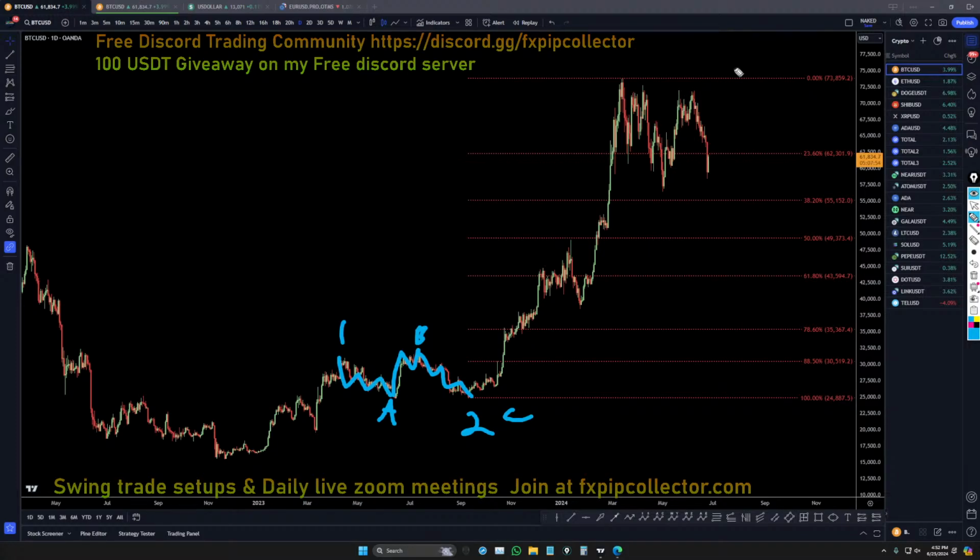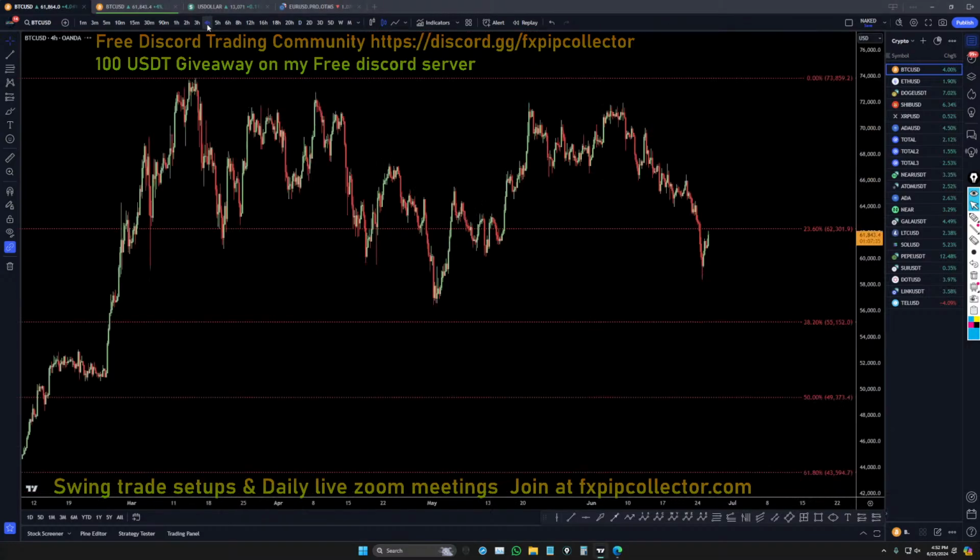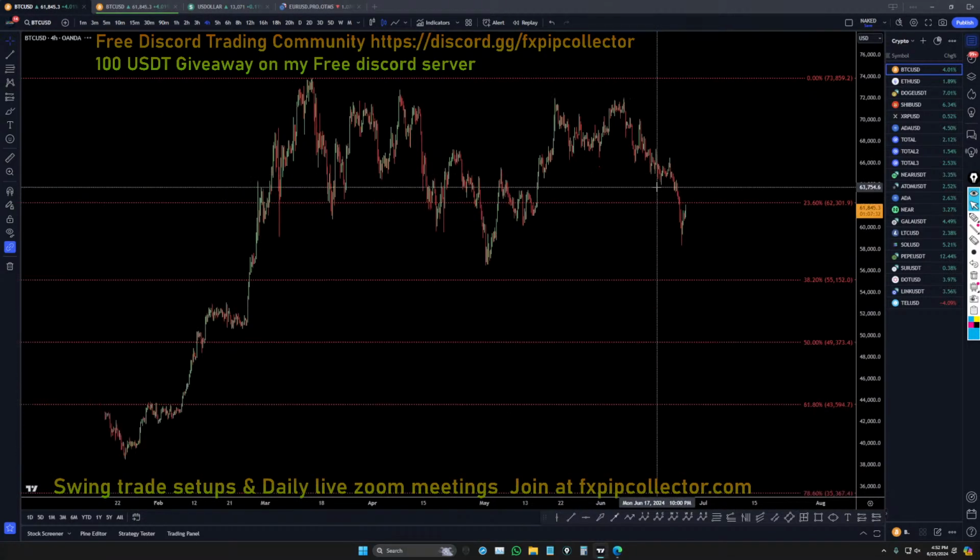That means that the wave 4 is very likely to be a complex correction, and it's probably going to be deeper than the 38% in my opinion. It might go down to the 50%, which we have a little bit of a top bottom right there too. So yeah, I think Bitcoin and Ethereum at least have a couple more weeks of downside.